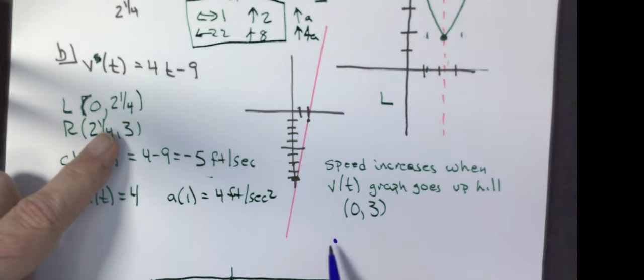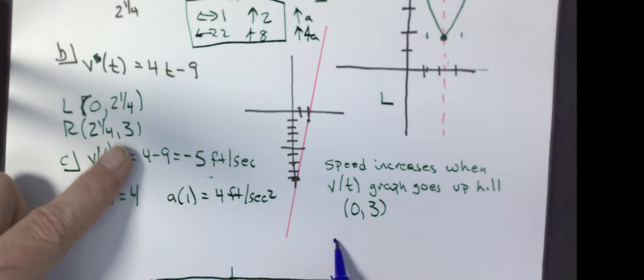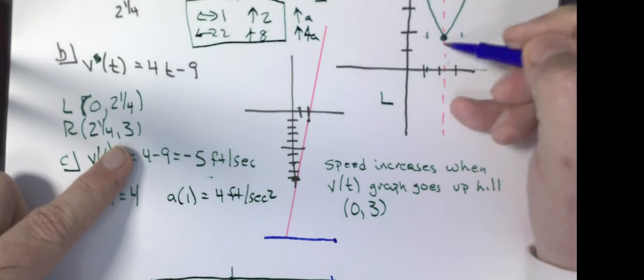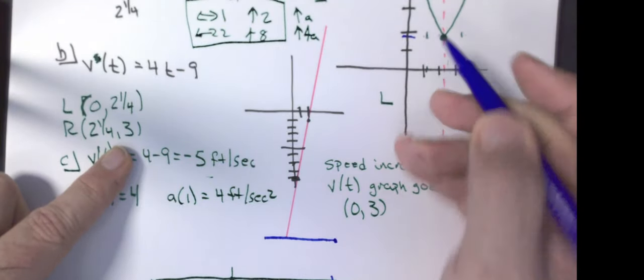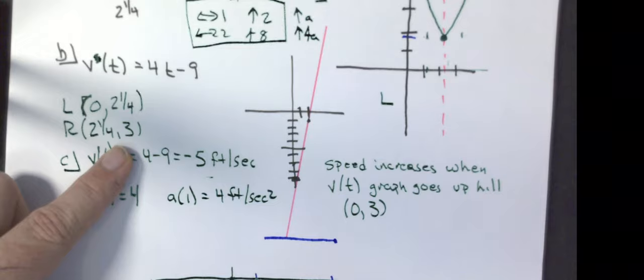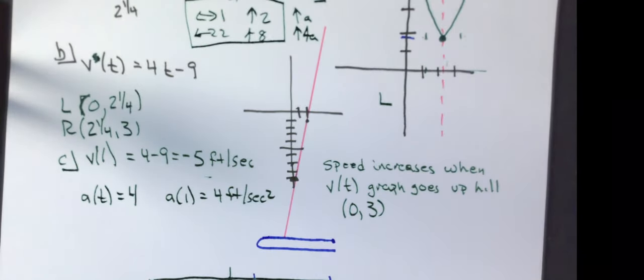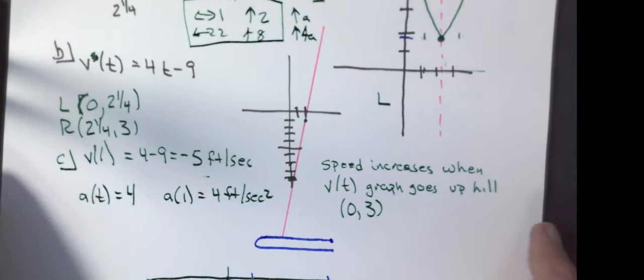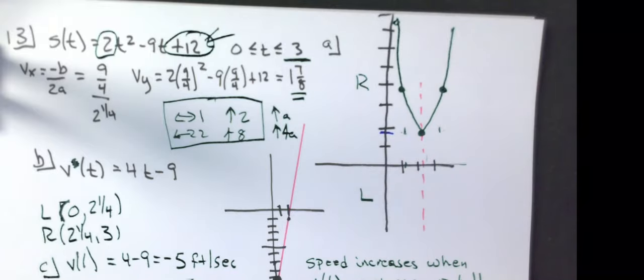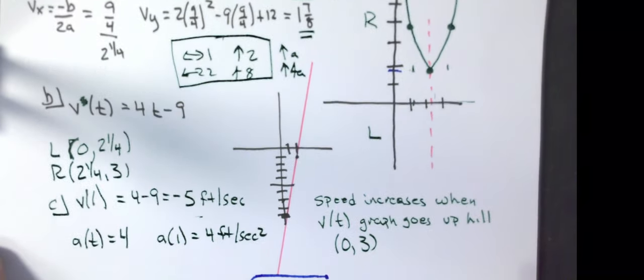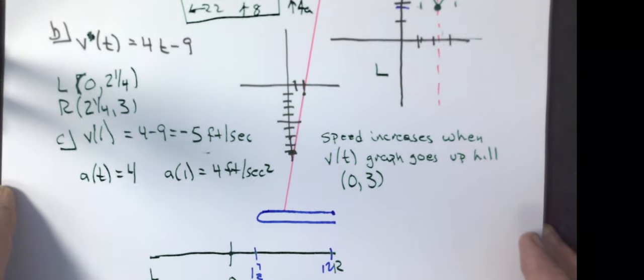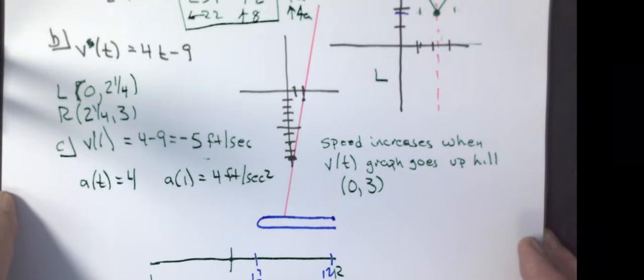Then it starts to move this way, and it gets all the way until it is 1 and 7 eighths away, and then it starts to go back that way. So that's what the object is actually doing from this graph up here. Okay, I just want you to realize that that's what's happening. So now let's do part B.